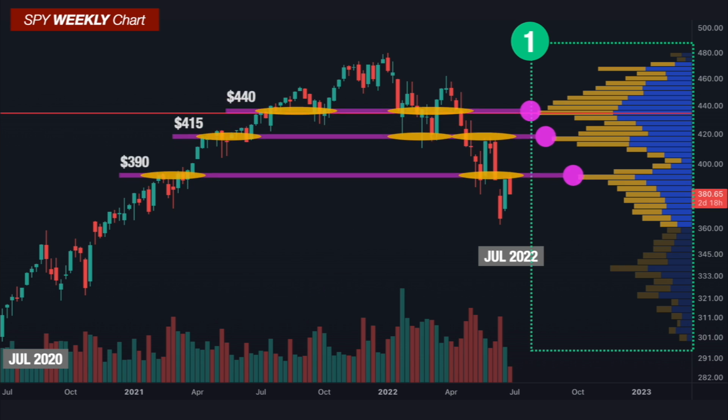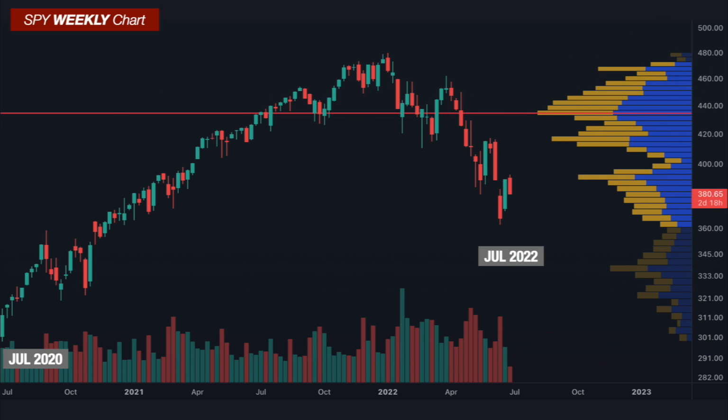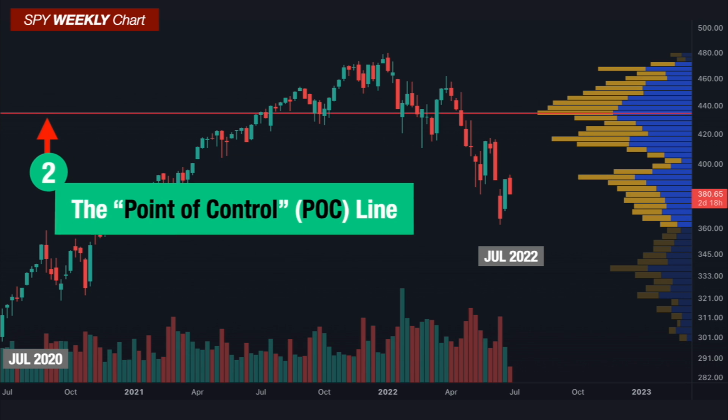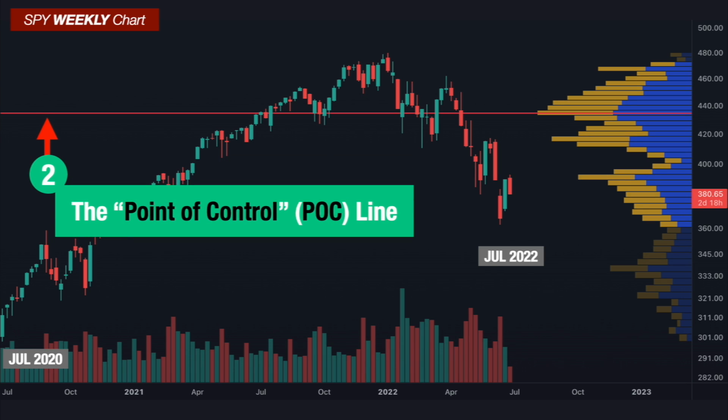Speaking about the highest volume, the second piece of extremely important information we can get from this indicator is this red line called the point of control line, or the POC line. This POC line can show us exactly at what price level the highest volume was traded during this time period. In our case, the highest traded volume from June 2020 to June 2022 was around $430 to $440 level.